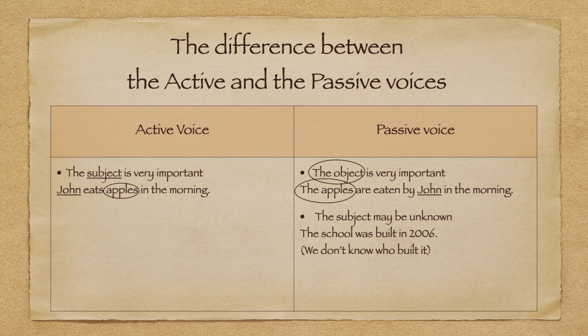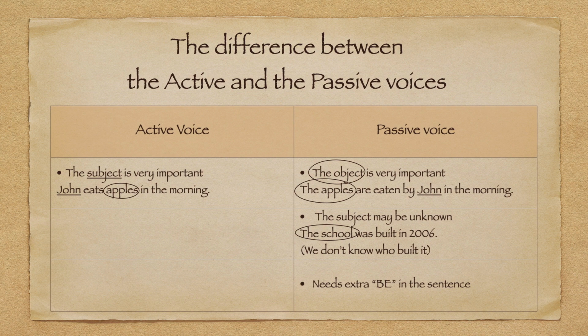We also use passive voice if we don't know the subject, the doer of the action. Example, the school was built in 2006. We don't know who built it. The most important information here is that the school was built. We don't know and we don't care who did it.